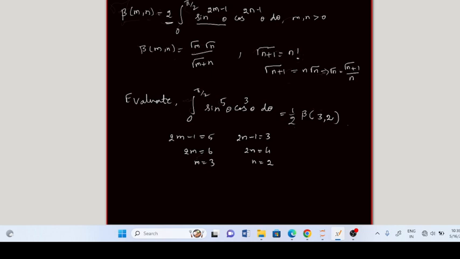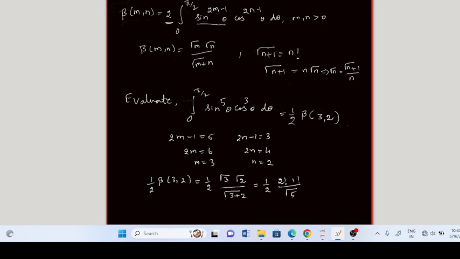So 1 by 2 of beta of 3 comma 2, we write it as 1 by 2 times gamma m, which is 3, into gamma n, which is 2, dividing by gamma m plus n, which is 3 plus 2. So we can write this as 1 by 2 into gamma 3, which is nothing but 2 factorial, gamma 2 is nothing but 1 factorial, dividing by gamma 3 plus 2, which is gamma 5.